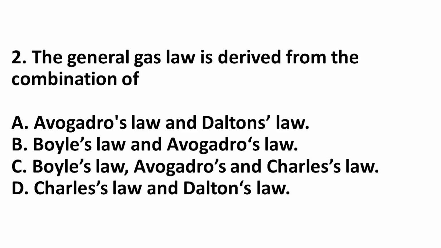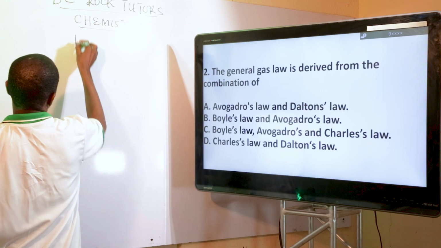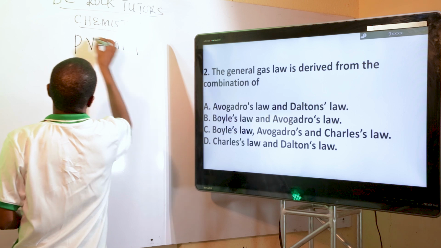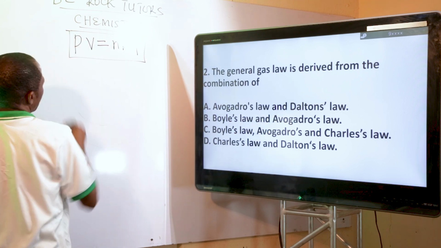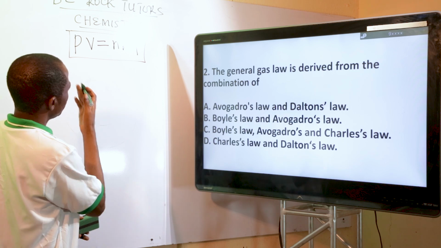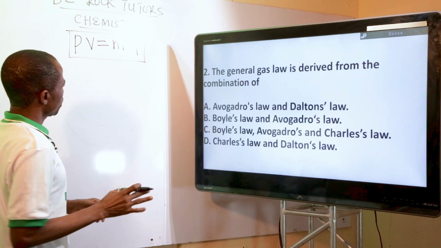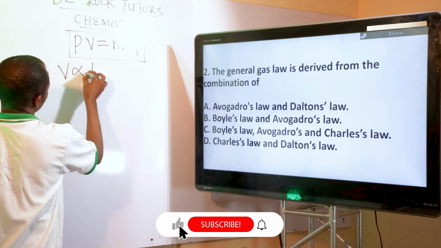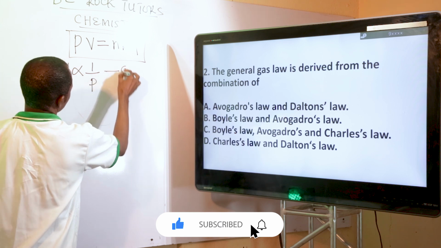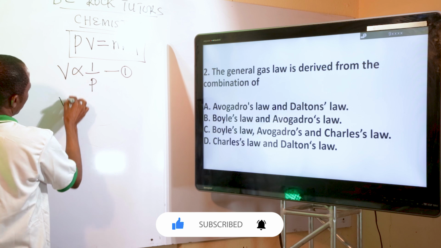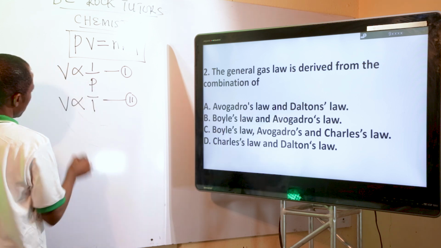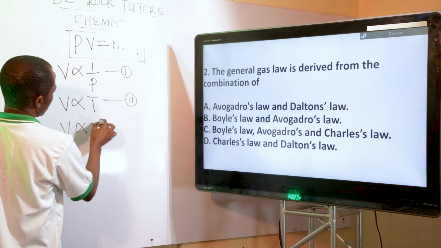Number 2, the general gas law is derived from the combination of... Now, if I think about the general gas law, this is what we're talking about: PV is equal to nRT. So, which of the gas laws are combined together to give us this? 3, actually. Boyle's law tells us that the volume is inversely proportional to the pressure. That's 1. From Charles's law, the volume is directly proportional to the temperature. That's 2. And from Avogadro's law, the volume is directly proportional to the number of molecules.